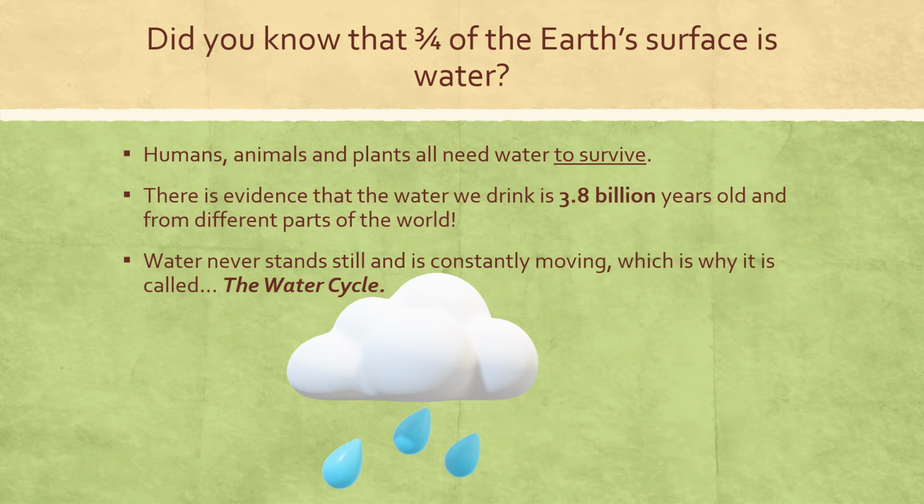Have you ever wondered where water comes from besides a water bottle or your faucet? Would you believe that the water you drink may have been part of the Indian Ocean or even a cloud? Humans, animals, and plants all need water to survive. And the water that we drink today could be 3.8 billion, that's almost 4 billion years old, and from different parts of the world. And this is all because of the water cycle.